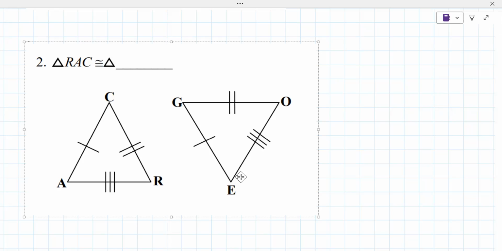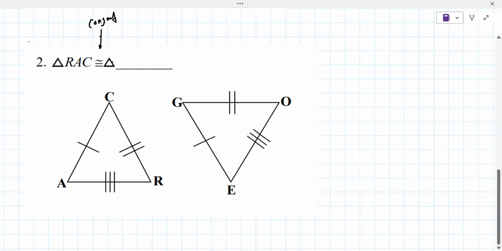RAC. Well, how do you read the equal to? Congruent. RAC congruent to EGO. You said EGO? Yeah. Okay, now if we're going to be the right math people, we're going to do this fully. So it's triangle RAC is congruent to triangle EGO. Okay, I got it.